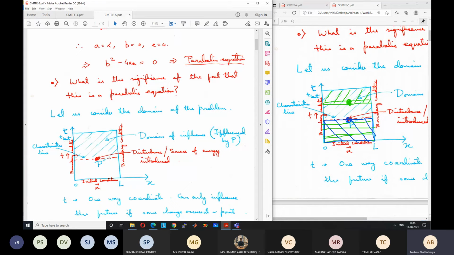So it means that if I have a closed region, suppose my domain is closed, in case of a parabolic equation, my domain of influence and my domain of dependence are both closed also. If the time direction is not finite, then the domain of influence will be any time beyond this point.